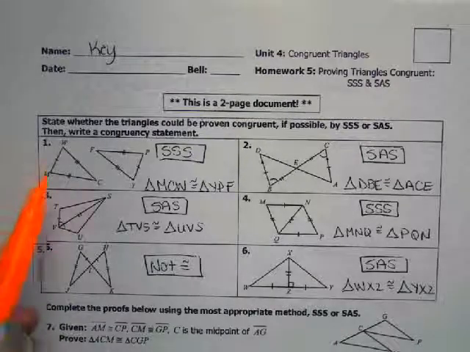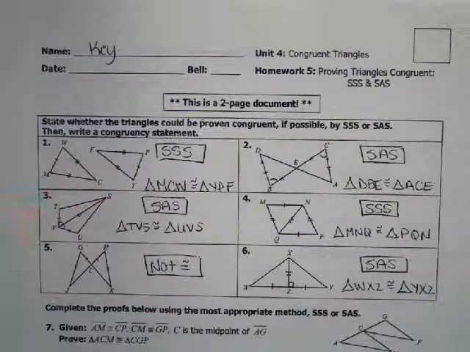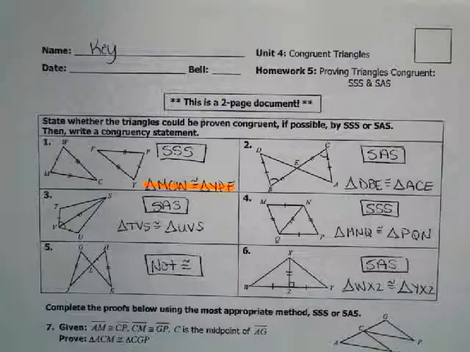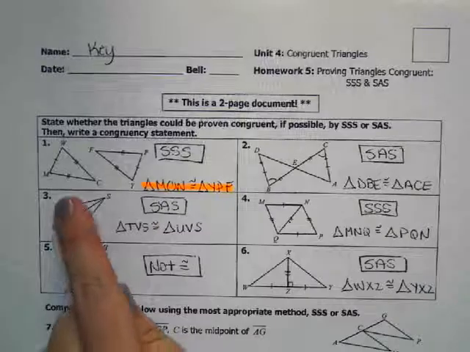So in problem 1, all 3 pairs of sides were marked, so side, side, side. And then a congruent statement is stating which 2 triangles are congruent. And remember, there are 3 ways that you could write a congruent statement. So if yours isn't exactly in this order, just make sure that the corresponding parts match up.